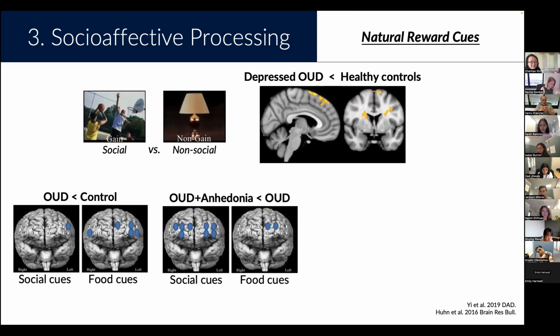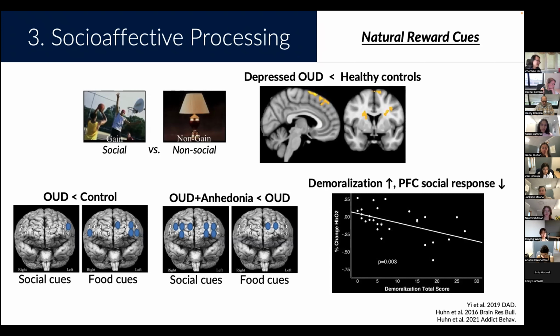There were also fNIRS studies. fNIRS is very similar to fMRI. It also measures oxy- and deoxyhemoglobin in the brain, but it gives more local measures of the prefrontal cortex. In this study, when comparing OUD versus healthy controls, there was less prefrontal response to social cues and food cues. The same was found comparing OUD with anhedonia versus OUD without anhedonia: a reduced prefrontal cortex response to social cues and food cues.